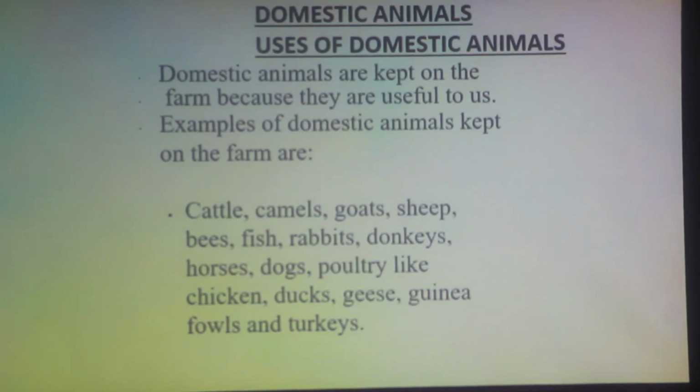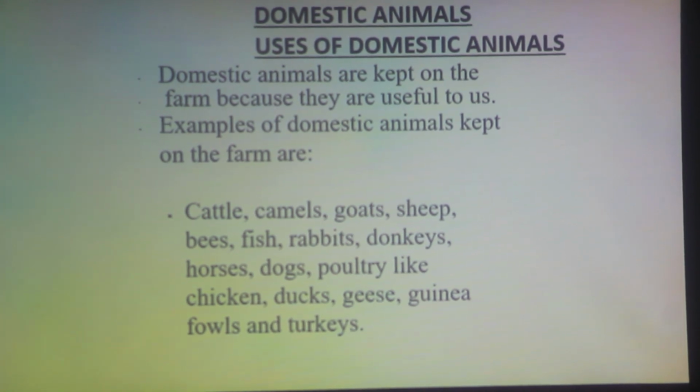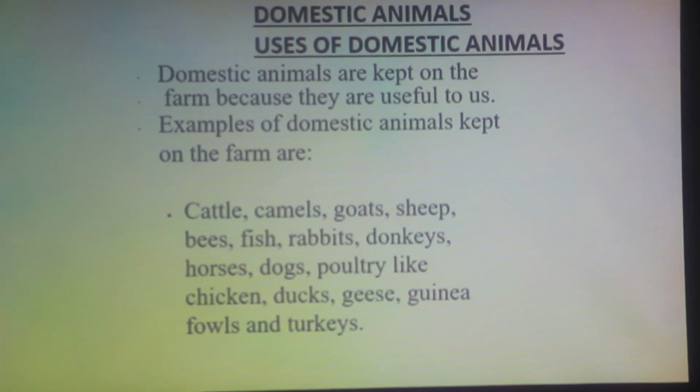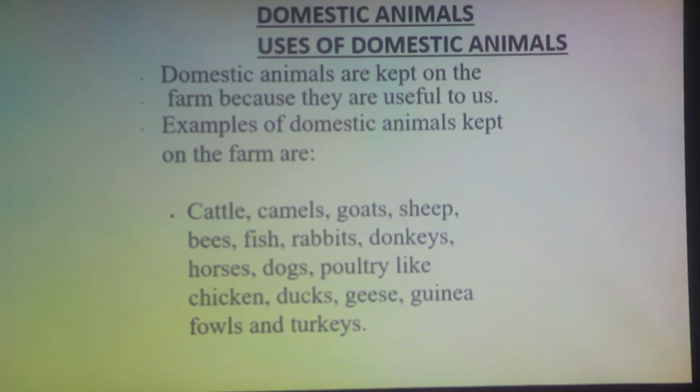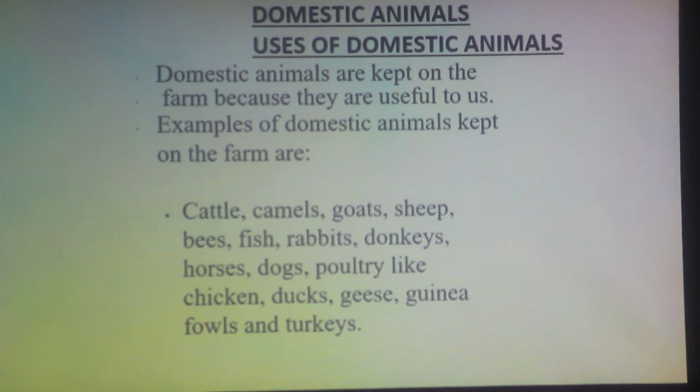Welcome. Strand is domestic animals and the substrand is uses of domestic animals. But first learners, what are domestic animals? Domestic animals are animals that are kept on the farm because they are useful to us.